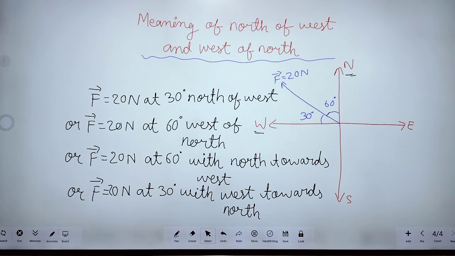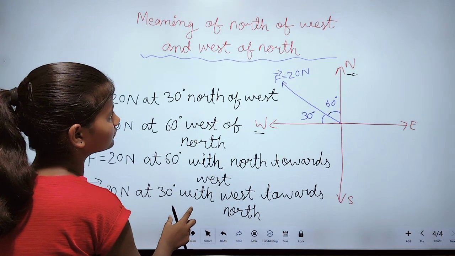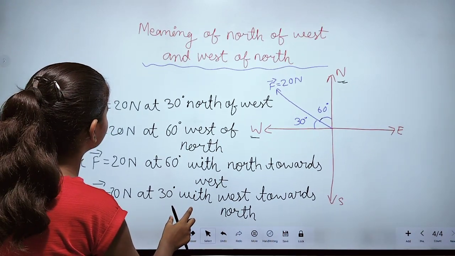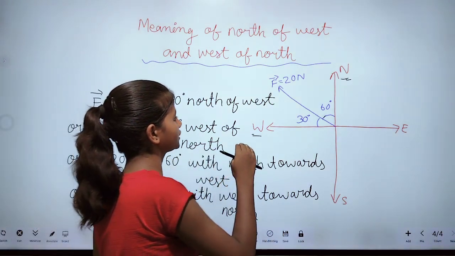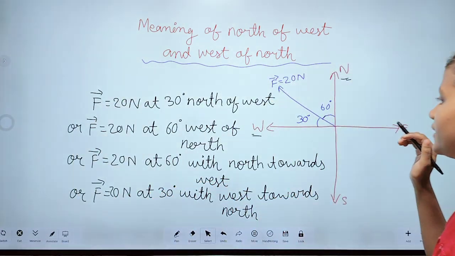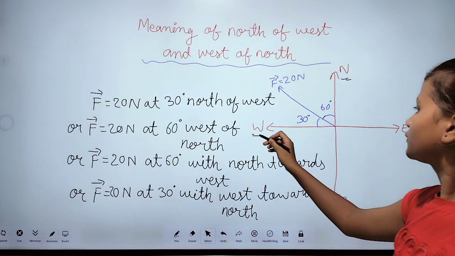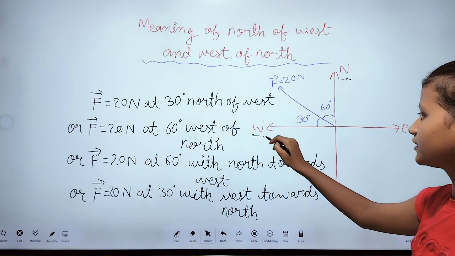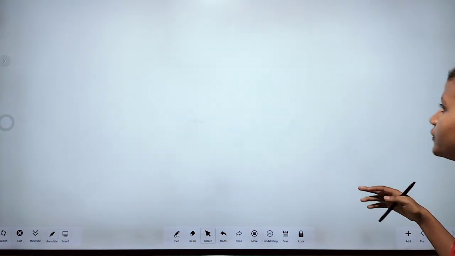Meaning of north of west and west of north is written like this. Okay. If force is equal to 20 Newton at 30 degree north of west, the one with which the angle is formed is written at last. So 30 degree is formed with west. That's why it is written at last. Okay. So I hope you understand this. Now move to the next.